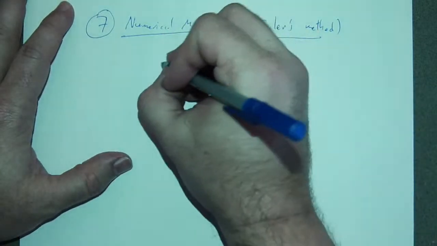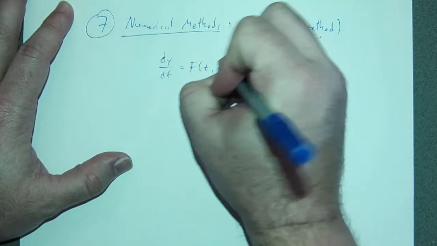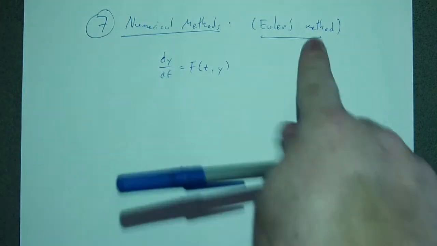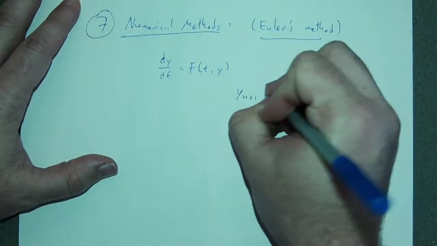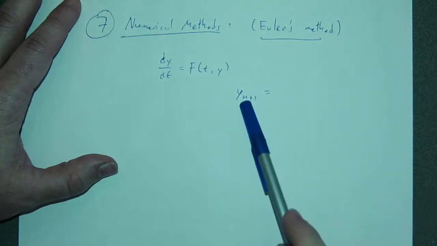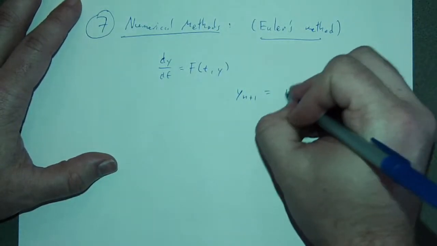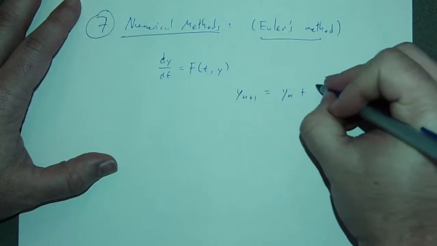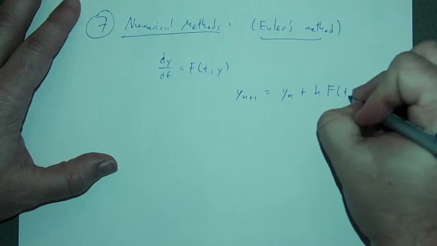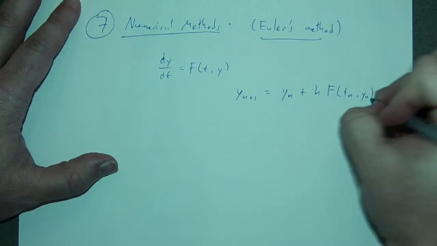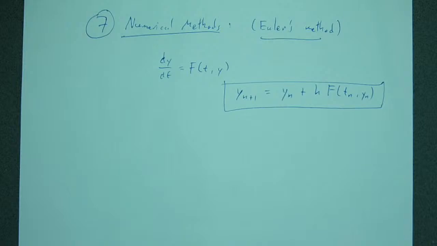If I had a differential equation set up in this very general way, the way to remember Euler's method is that the solution at the n plus first time step is approximated by the solution at the previous time step plus h, which is the step size, times f of t_n, y_n. All right. Knowing this alone allows you to implement it.